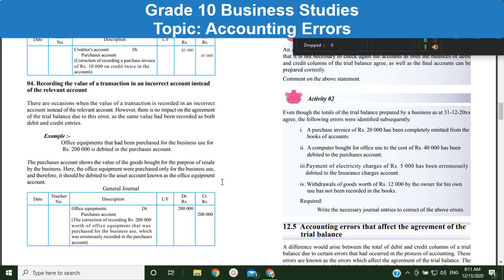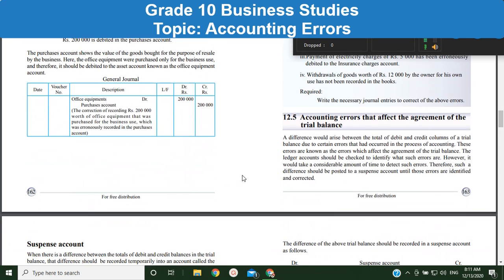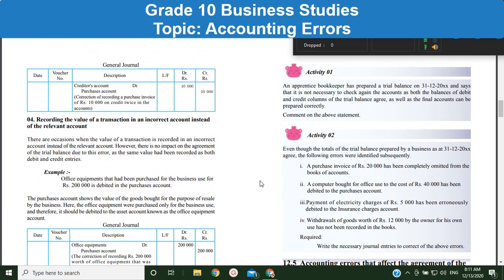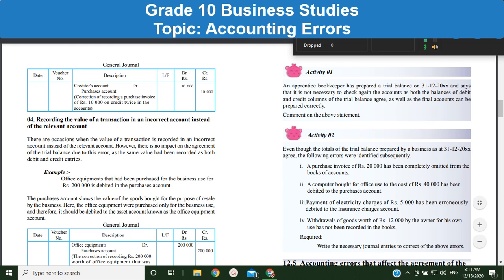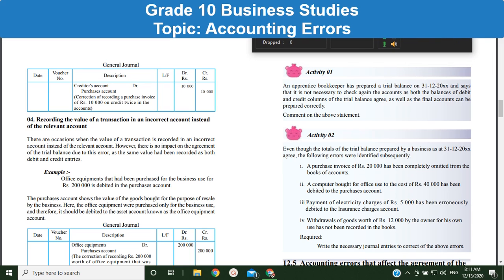So there is an activity on page number 163, activity 1 and 2. Try to do it and send it to me on or before this Wednesday. Okay, and if you didn't understand anything, send me a message. I'll try to explain on WhatsApp also. Okay, thank you.